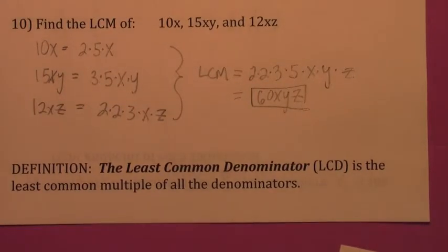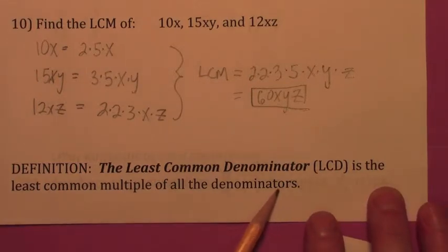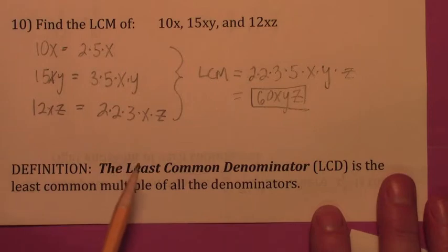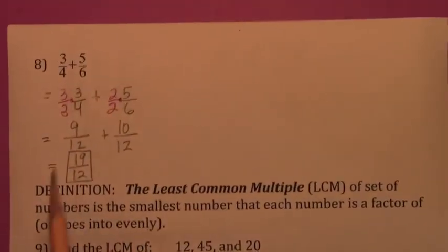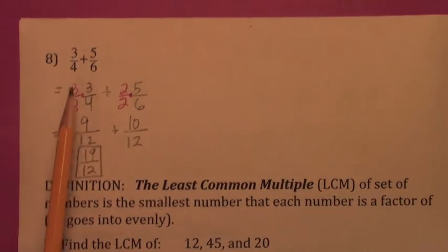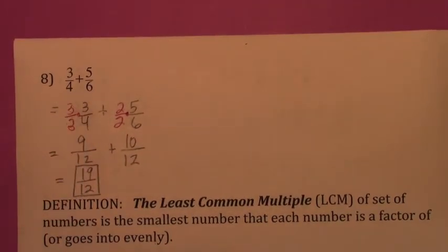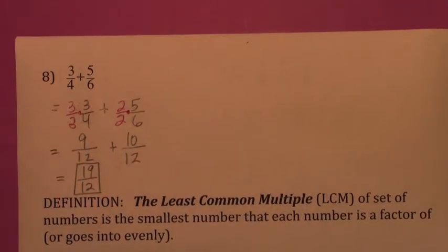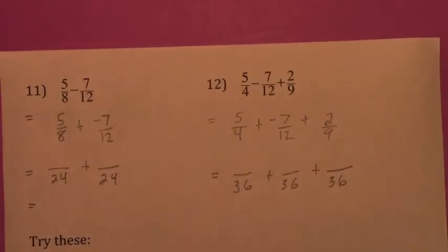Now, let's get back to the LCD for a second. The least common denominator is the least common multiple. The only reason why we give it a different name is when you use the phrase least common denominator, you're talking about fractions, okay? So for example, let's go back up here. We say 12 is the least common multiple of 4 and 6. We also say 12 is the least common denominator of 3/4 and 5/6. You got it? Just kind of a semantic thing, actually.